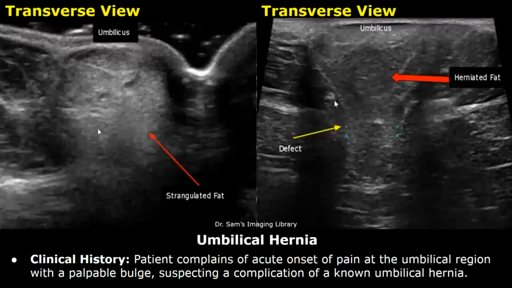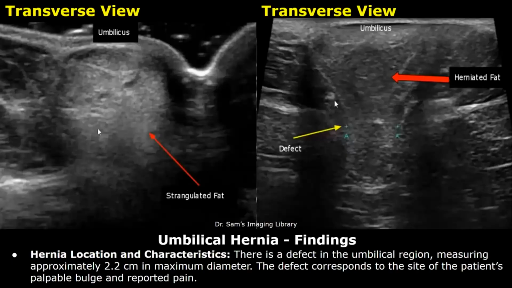Now we have a report example of umbilical hernia. Clinical history: patient complains of acute onset of pain at the umbilical region with a palpable bulge, suspecting a complication of a known umbilical hernia. These are the findings: hernia location and characteristics. There is a defect in the umbilical region measuring approximately 2.2 centimeters in maximum diameter. The defect corresponds to the site of the patient's palpable bulge and reported pain.